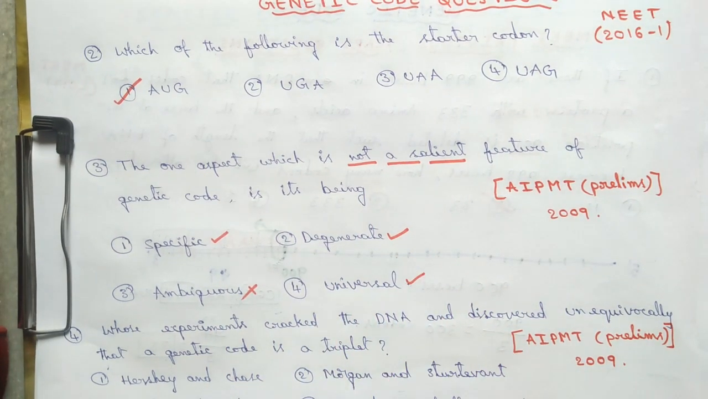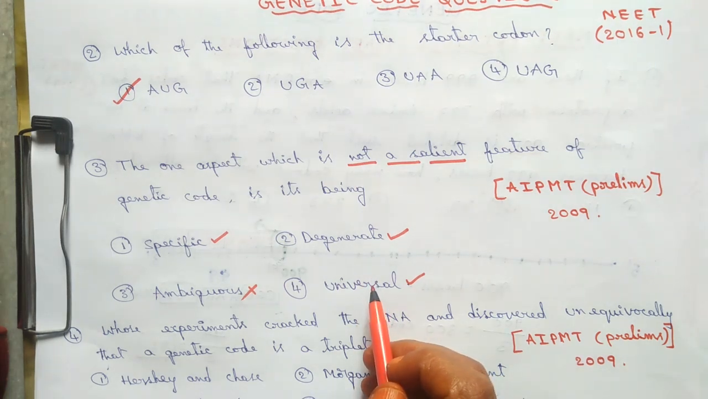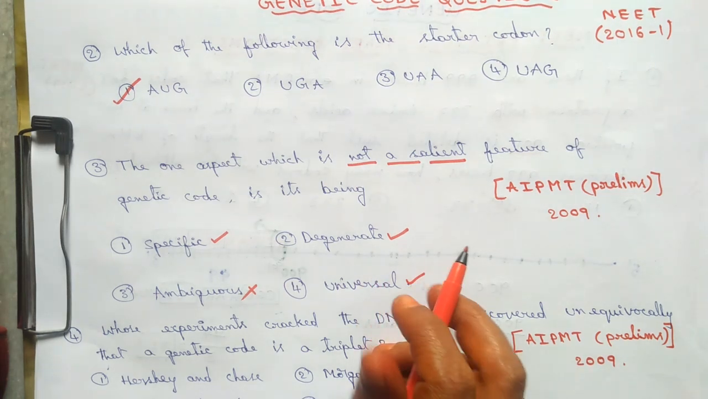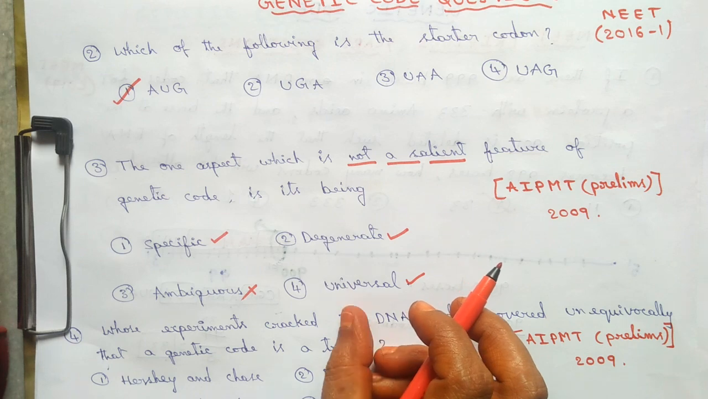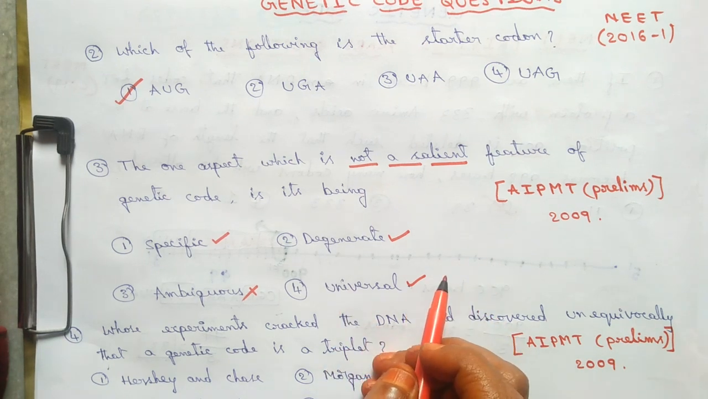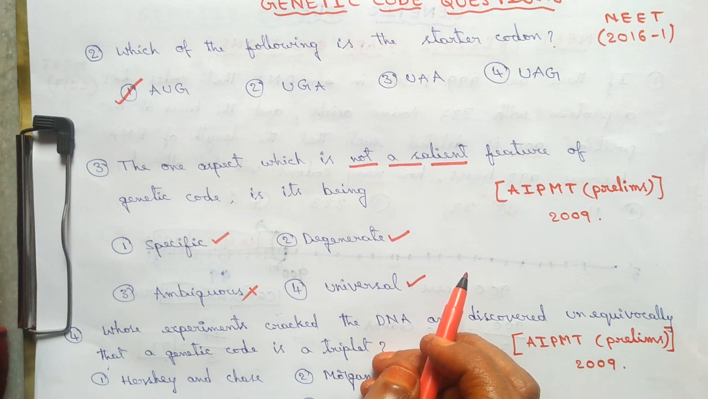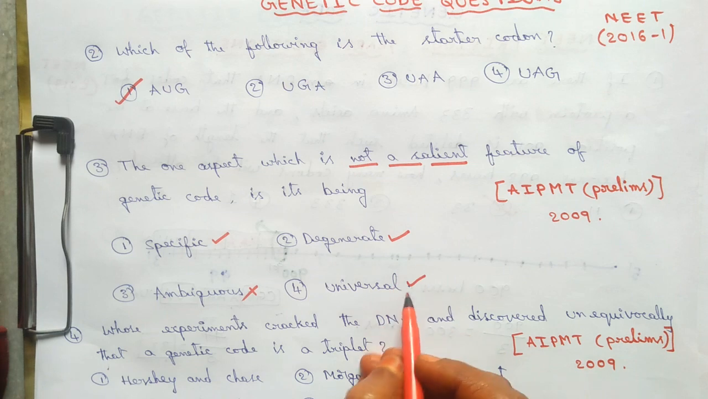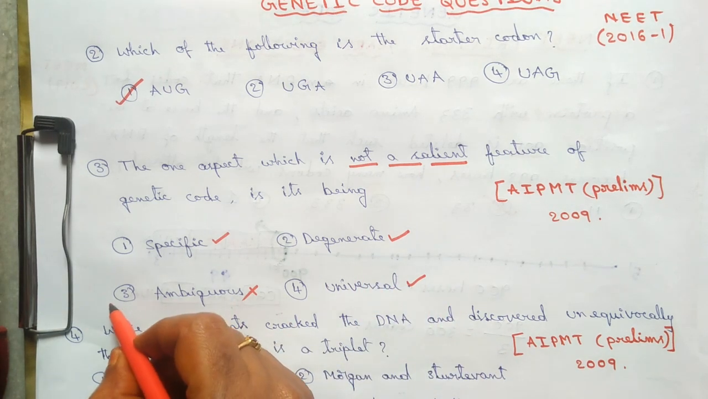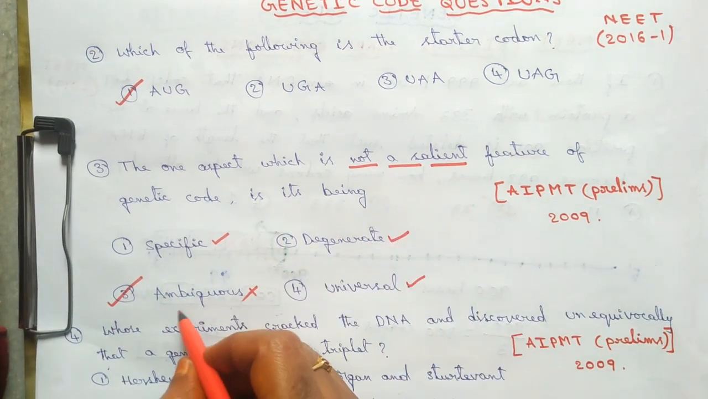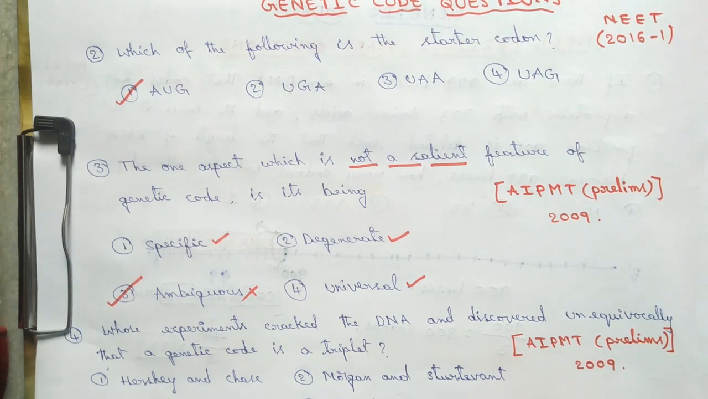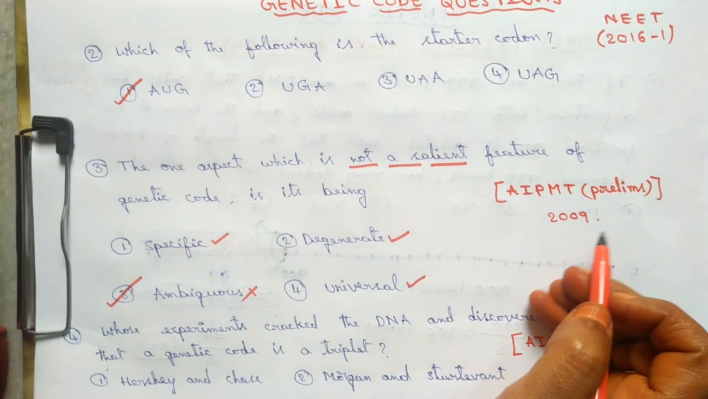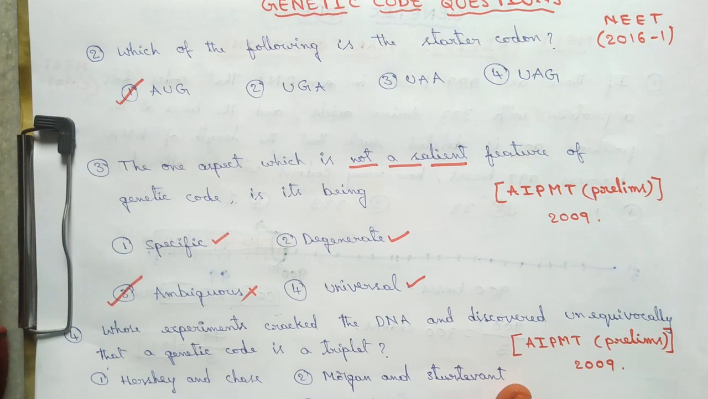Universal means if UUU codes for phenylalanine in the genetic code history of bacteria, that is prokaryotic cell, the same UUU triplet codon codes for the same amino acid phenylalanine even in eukaryotic cells. So it is universal. So the correct option, not a salient feature, is ambiguous. This question is given in AIPMT Prelims 2009 paper.